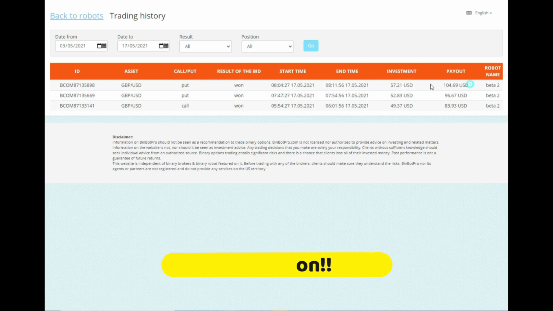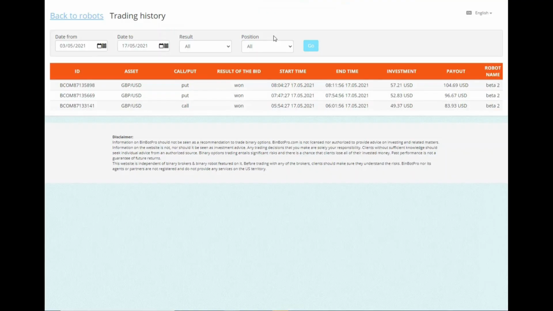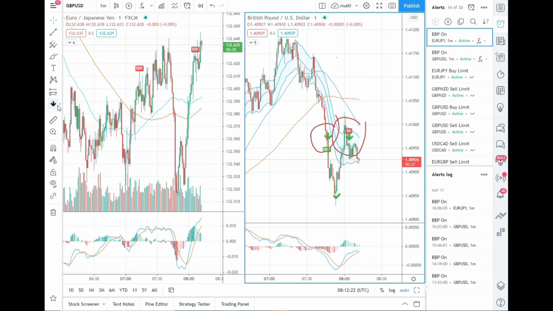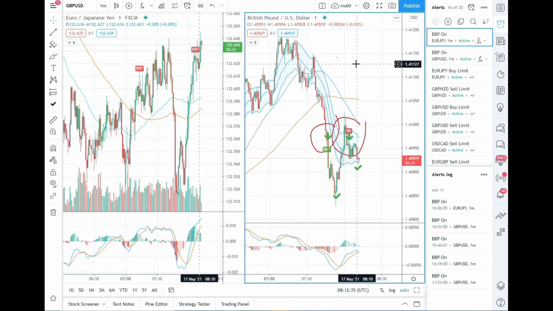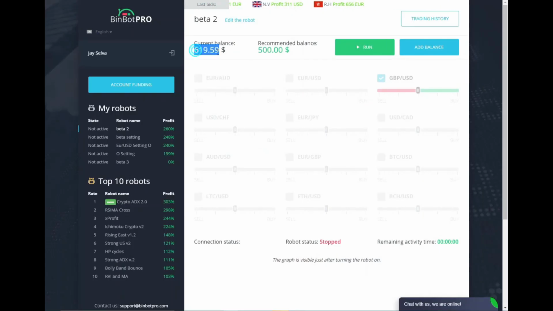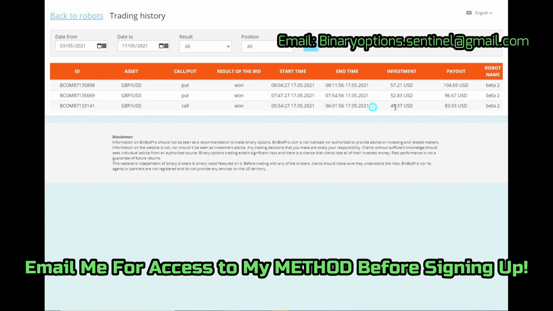You can see in the trade history that my balance has grown to $619 on my Binbot Pro account. So this is another good trade. So far I've done 3 trades using this beta method for execution, and it's going very well. Today is the 17th of May, and it's the first day I'm officially using it on my main account to grow back my account balance. So far it's going very well. I hope you guys find the trade execution rather simple. If not, you can rewatch this video to get a better idea of how we execute this trade.